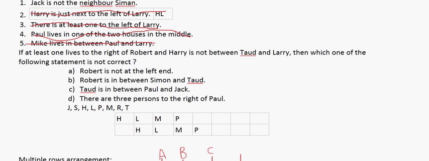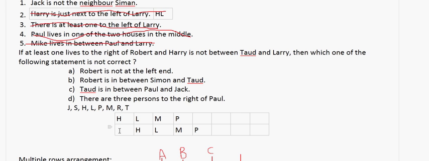So what is left is the first statement and the common statement, which says if at least one lives to the right of Robert, which means Robert is not on the right hand corner. So Robert is not here and Robert is not here, right? And Harry is not between Ted and Larry, right? So Ted cannot be here, right? In the second case, Ted cannot be here. Then which of the following statements are not correct, right?